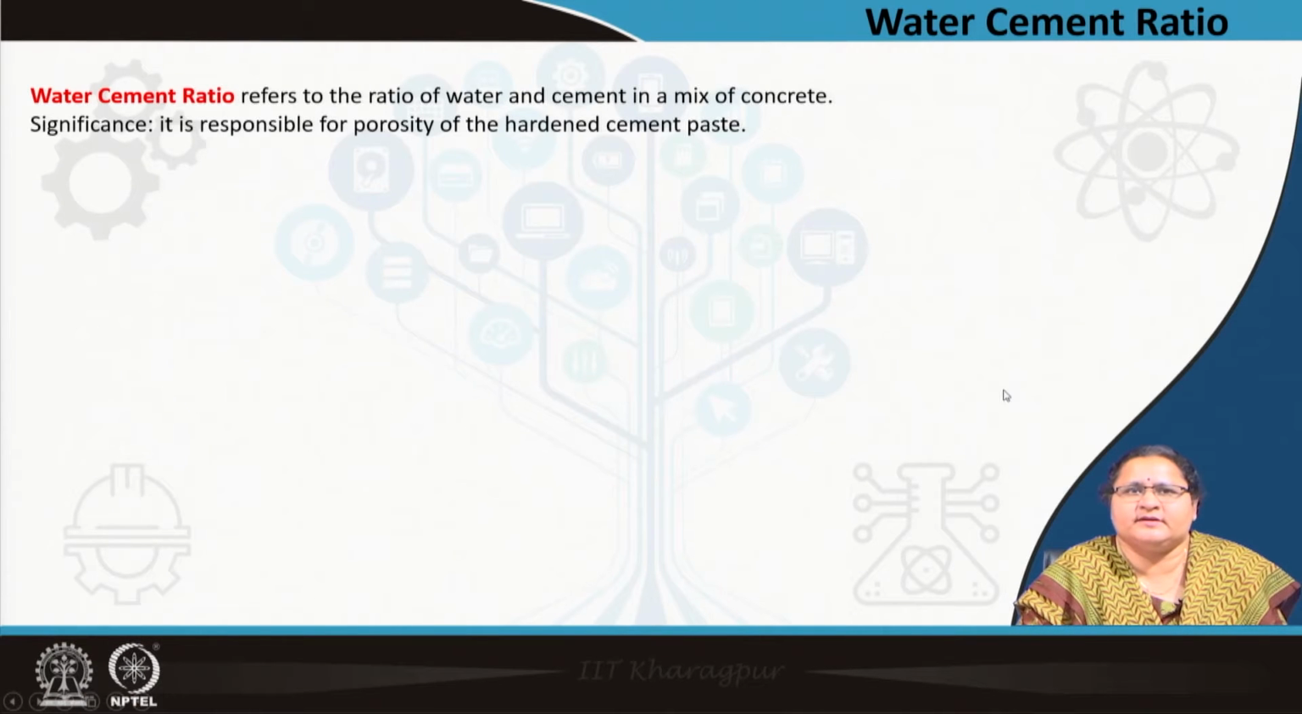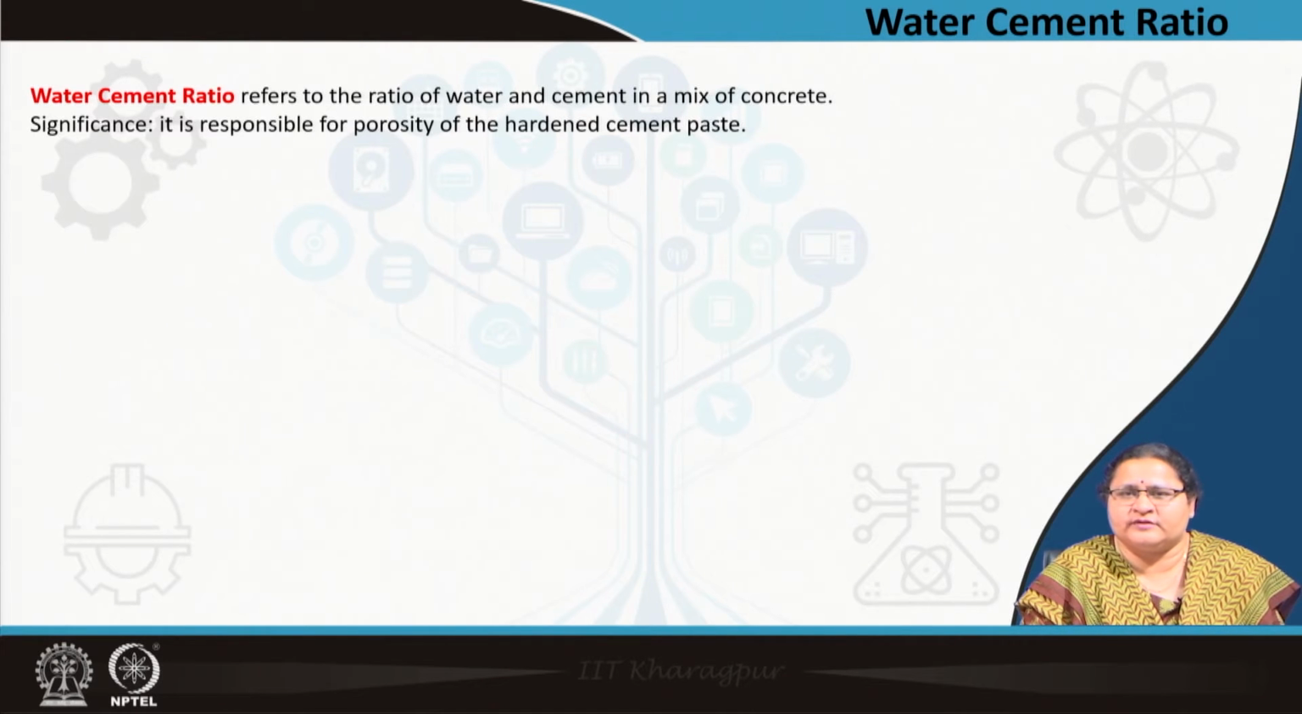So, what is water cement ratio? It is very simple, one can understand. It is the ratio of the water and the cement in a mix of concrete. Significance: it is responsible for the porosity of the hardened cement paste. If you remember the gel space ratio, it will increase if you add more of water. So, water will affect the strength of concrete because the intrinsic strength of concrete is within the gel.